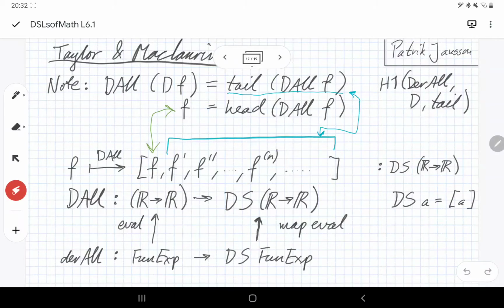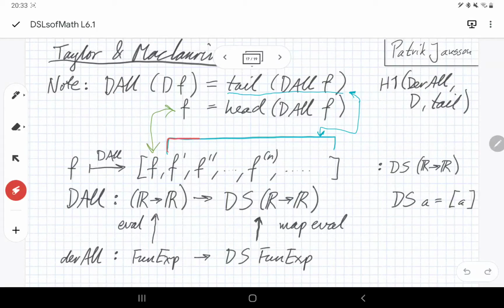So here I'm taking this apart a little further. I'm keeping the diagram below, and I'm looking at the first element and all the other elements of this list. Looking at the first element first, I'm trying to specify here, we know that the function f should come back as the head of the Dall of f. So I'm trying now to specify what Dall should be doing. The head, the first element of it, has to be the same function as came in here. So Dall has to return the same function first.